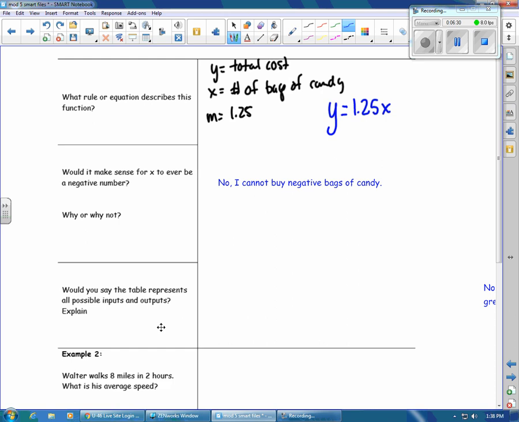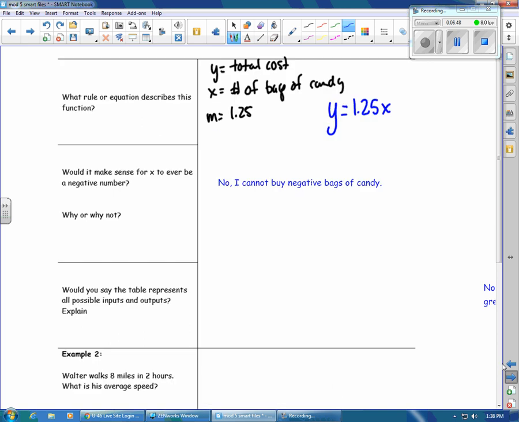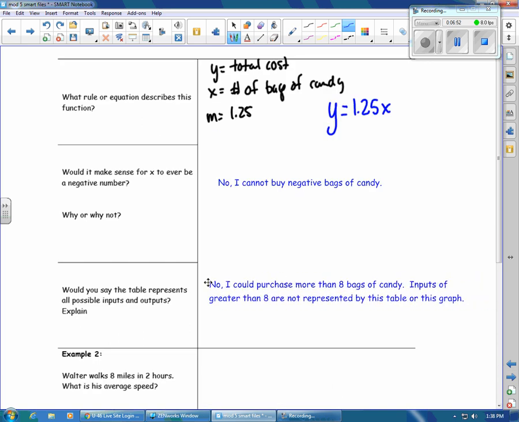Would you say the table represents all possible inputs and outputs? Let's think about this. Let me go back to the table. 1 through 8. Would it be possible for me to buy 0 bags of candy? Sure. Would it be possible for me to buy more than 8 bags of candy? Sure. So no, the table doesn't represent all possible inputs and outputs. I could definitely buy more than 8 bags of candy.